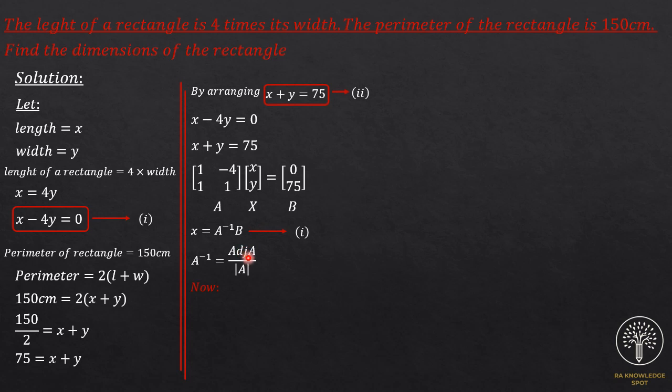ADJ, that is adjoint of A, and this is the term like determinant of A. Now first you have to find A determinant. These bars are showing you the determinant. Now how do you have to find the determinant?